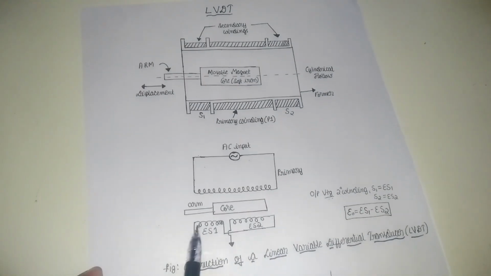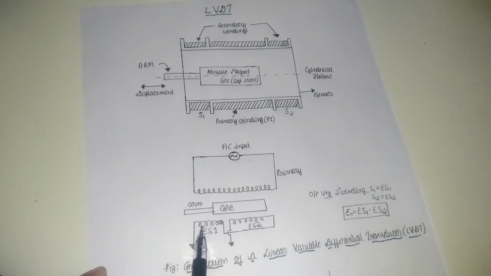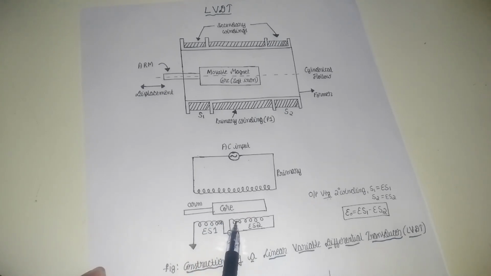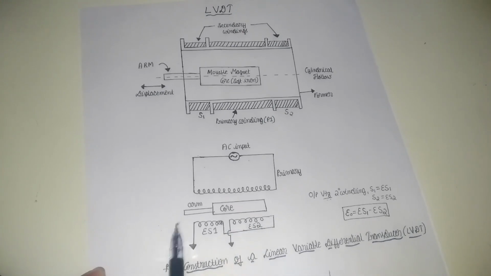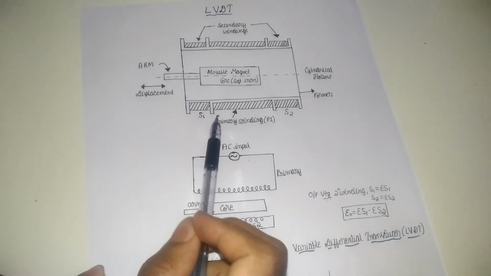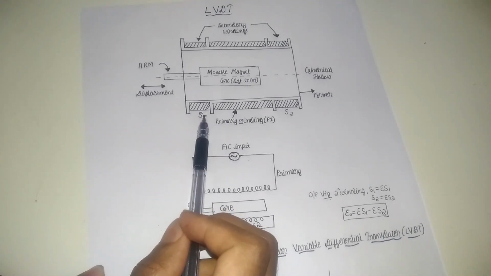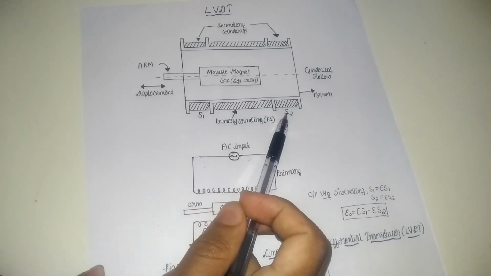Let me show here. How many turns are there? There are six turns: 1 2 3 4 5 6, and here also they have 1 2 3 4 5 6. Therefore the two secondary windings have an equal number of turns. The first secondary winding is known as S1 and the second secondary winding is known as S2.